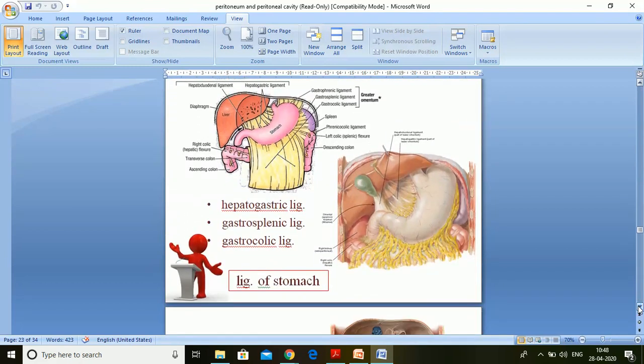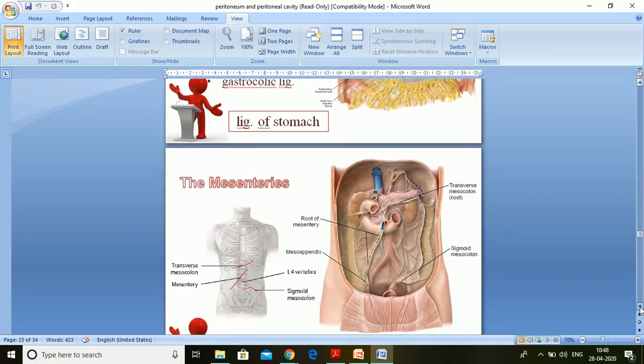So ligaments which attach to the stomach are the hepatogastric, gastrosplenic and gastrocolic. The ligament that connects the stomach with the liver is called the hepatogastric. The ligament that attaches the stomach to the spleen, the purplish structure seen behind, is called the gastrosplenic. The ligament that connects the stomach with the transverse colon or the intestine is called the gastrocolic. So these are the ligaments that connect it.